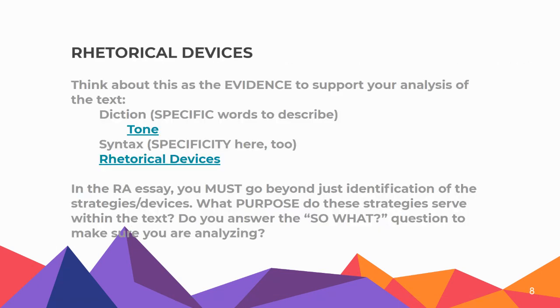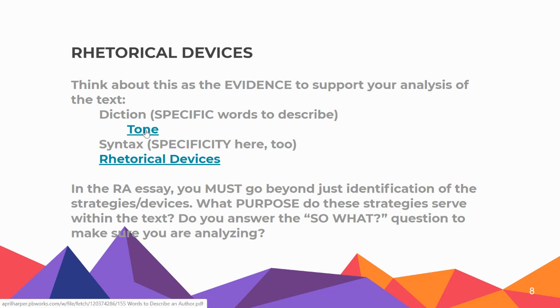All right, so then devices is where we get more specific, right? What is the specific evidence? And then, let's say you're looking at diction. Is the diction working to create emotional appeals, or is it there to show the writer is educated and therefore has credibility, right? Make sure to think about tone.